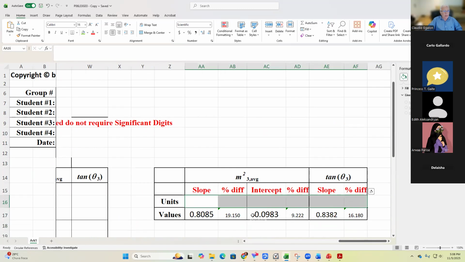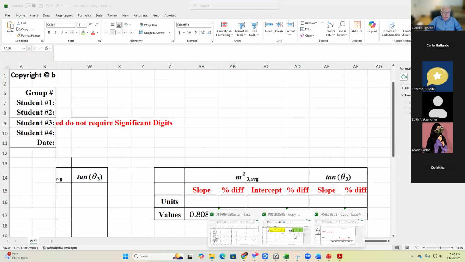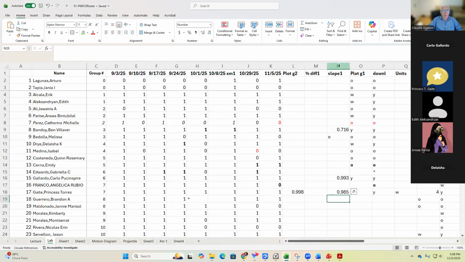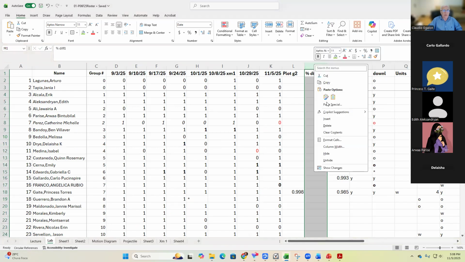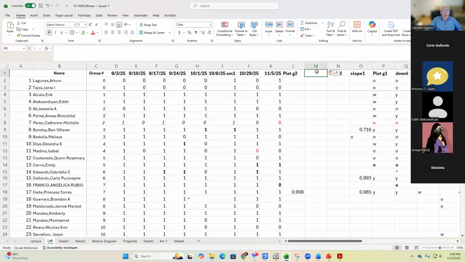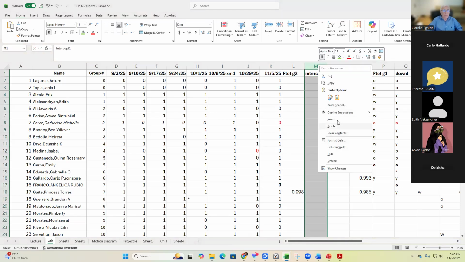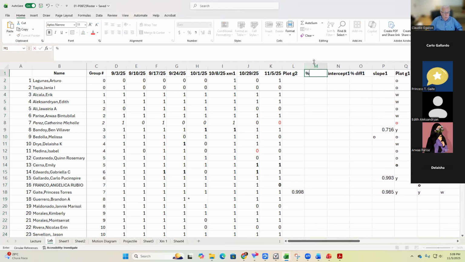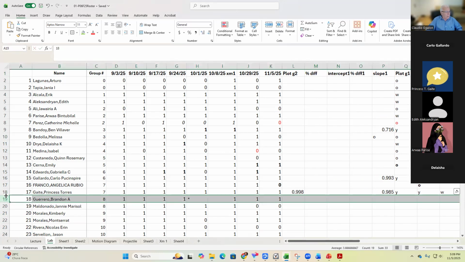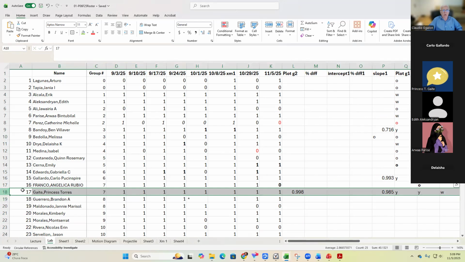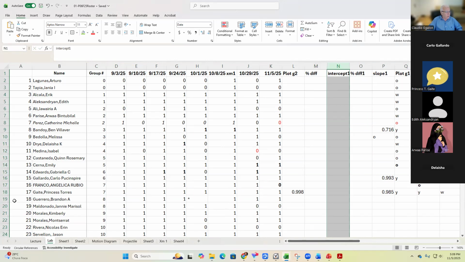Okay, so look at the intercept as well. Let me add that to the list that I didn't add before. Slope 1, percentage difference. Intercept 1, right? And then there will be another percentage difference. So for everybody who has already plotted the graph, don't forget to log not just the slope, but also the intercept of the first graph.